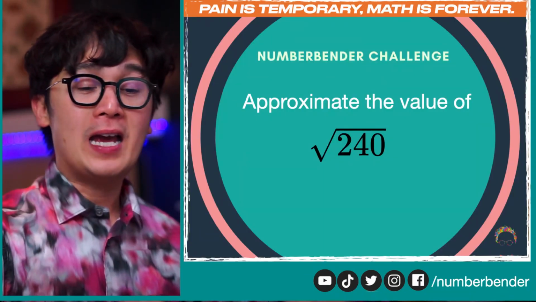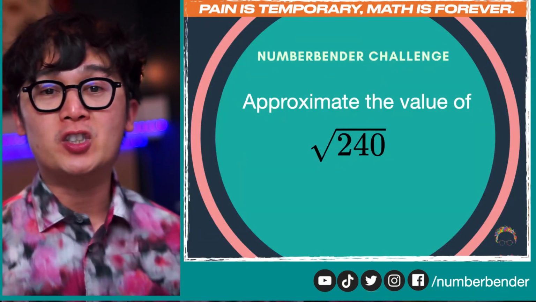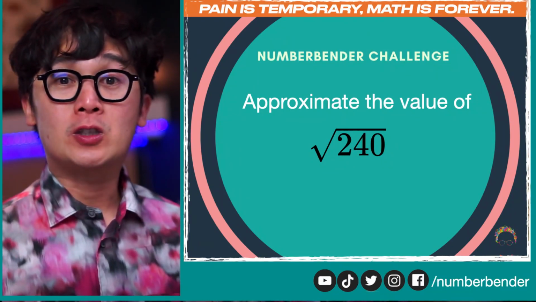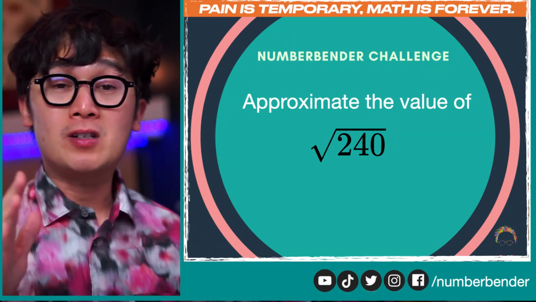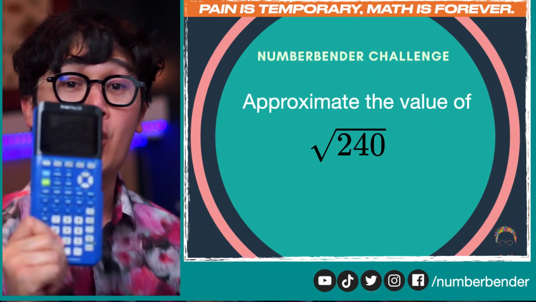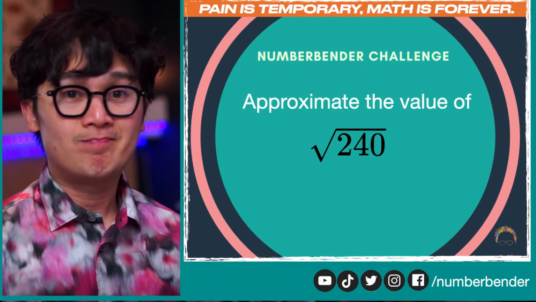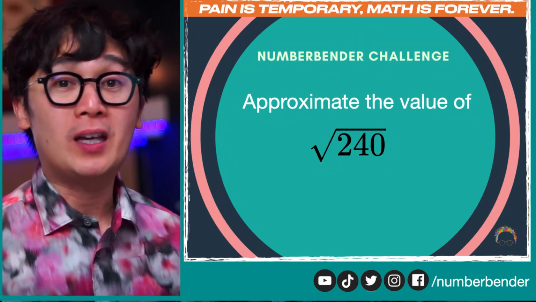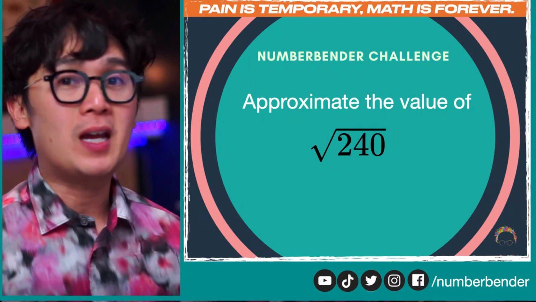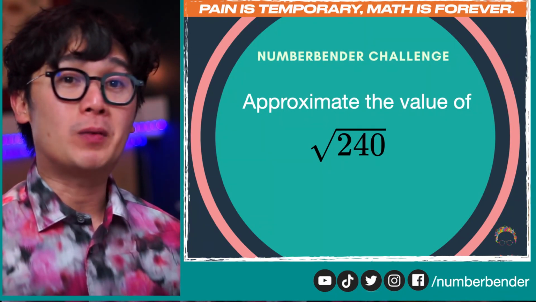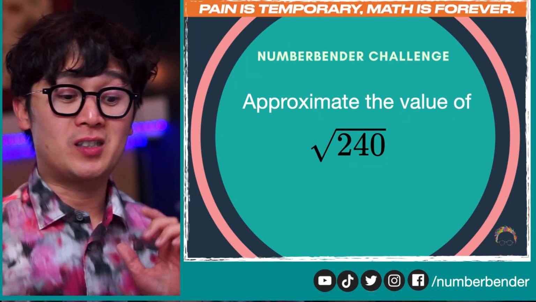And that is our lesson for today. So your Numberbender challenge is to approximate the value of square root of 240 to the nearest hundredths without using your calculator or your cell phone or your computer, because this technique is what we can use in approximating the value of the square root of a number that happens to be not a perfect square.